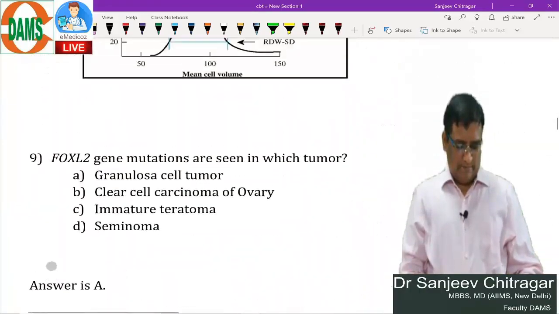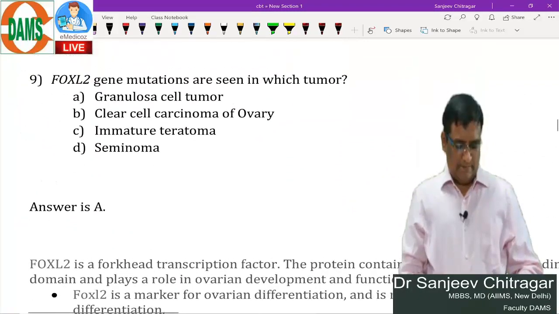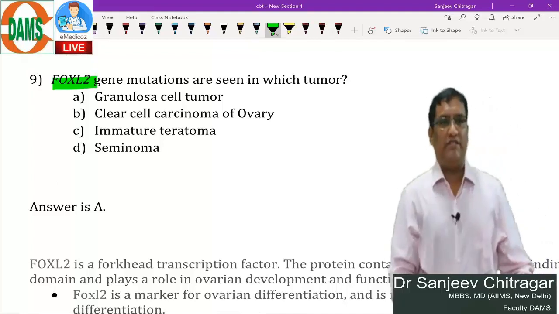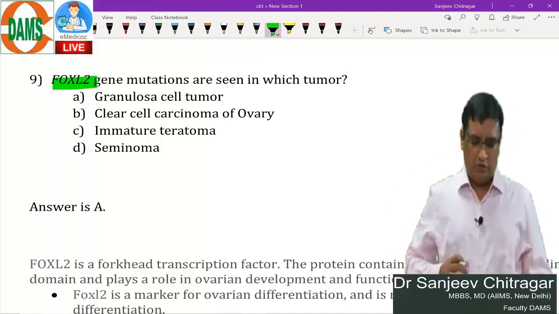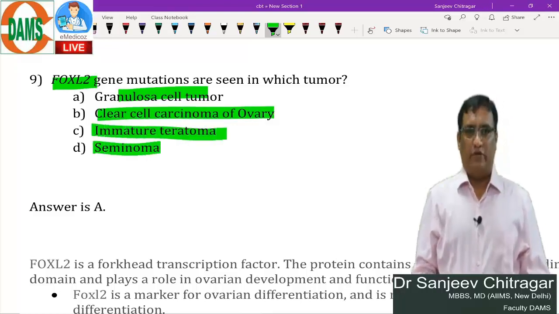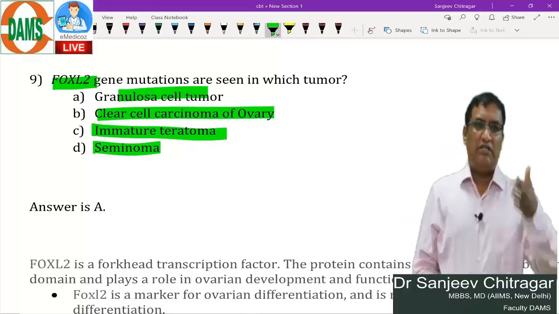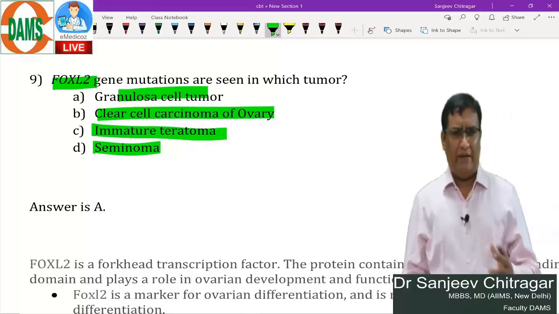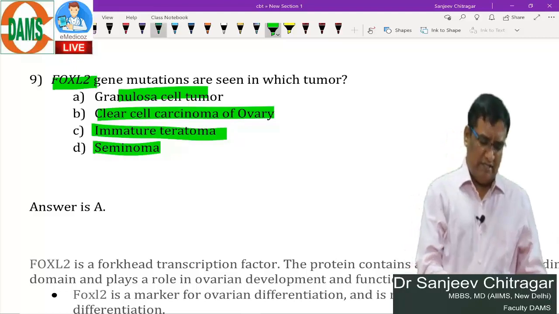Next question. This is again a one-liner question. FOXL2 gene mutation is seen in which of the following tumors? Look at the options. Granulosa cell tumor, clear cell carcinoma of ovary, immature teratoma, seminoma. Basically, other three things are tumors of the ovary. Teratoma can be anywhere. So basically this is coming from a genital tract question.